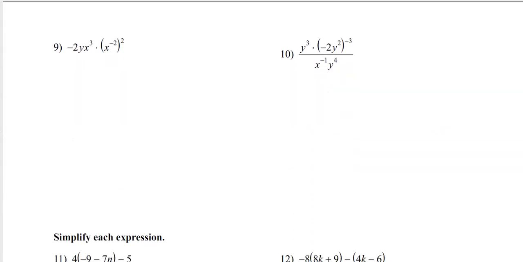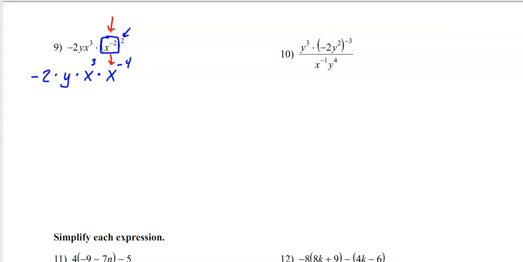So let's peek at number 9. On this one, this is combining rules. We have some multiplication, and we got to raise a power to a power. Technically, I'm supposed to do the exponents first. So I'm going to take this thing and raise it to the 2nd power. So I'm going to multiply -2 times 2. Well, that's x to the negative 4th. And now I have a -2 times a y times an x to the 3rd times an x to the negative 4th. So this part had to be done first before you do everything else.